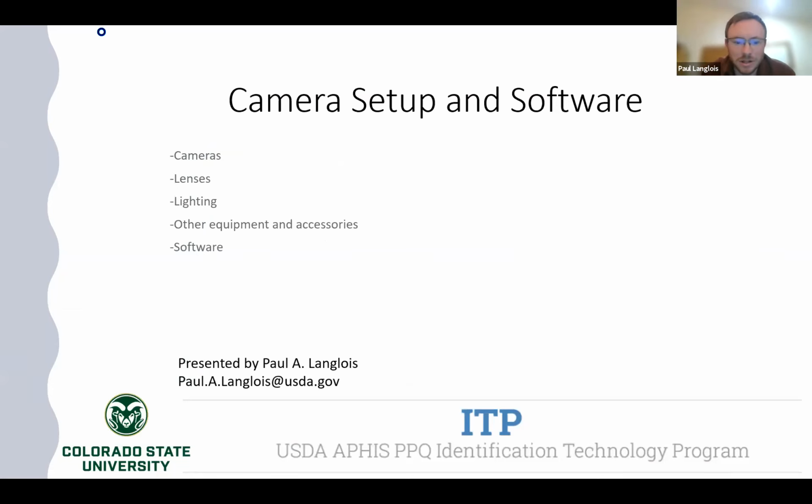So my name is Paul Langlois. I'm employed by CSU and the USDA Identification Technology Program. I'll be going over our camera setup and software that we use. We have a couple different camera bodies we utilize for certain situations, as well as different lenses for those camera bodies. I'll go over the lighting equipment, as well as other equipment and accessories we utilize, as well as the software.